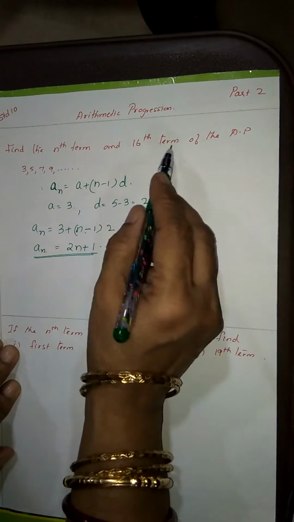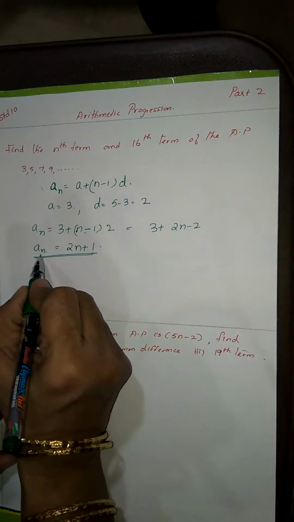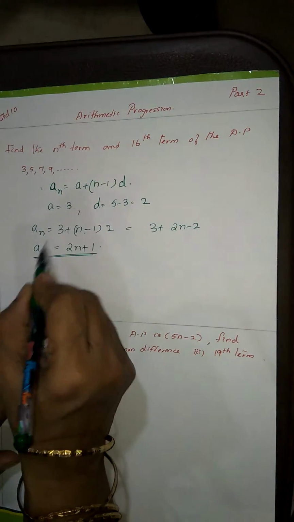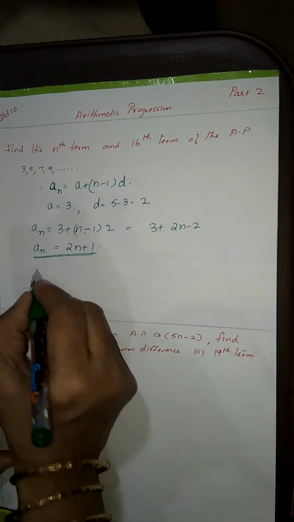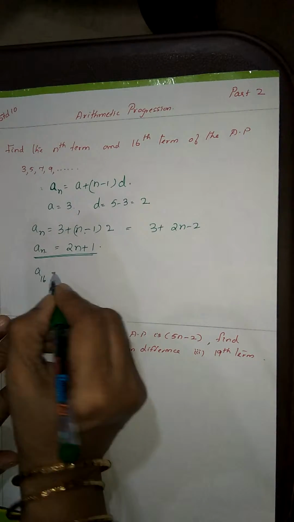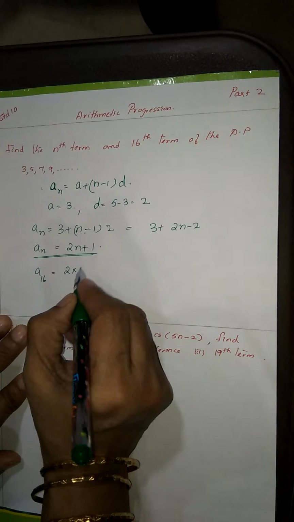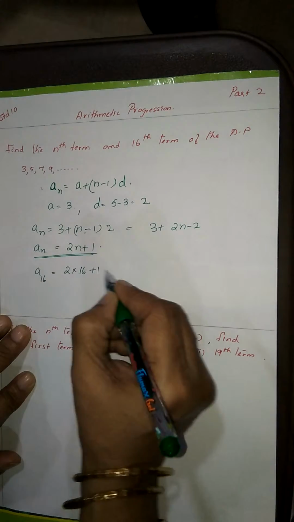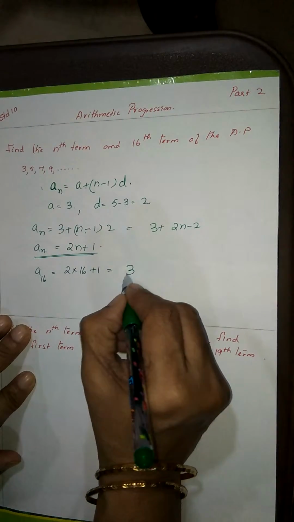Now we have to find the 16th term. So to find the 16th term, any term, you can simply substitute n is equal to 16 here. So a16 is equal to 2 into 16 plus 1, that is equal to 32 plus 1, 33.